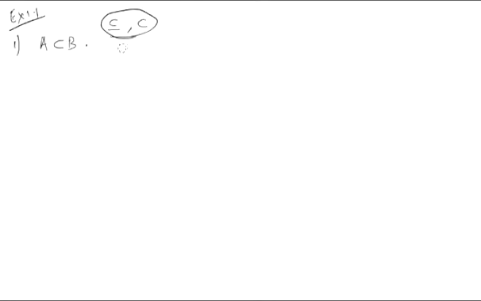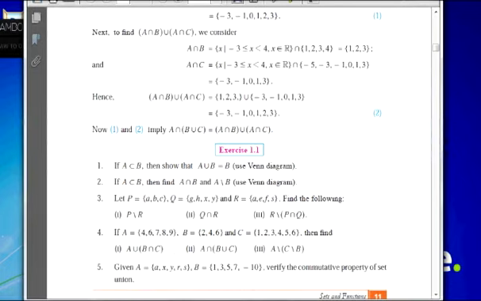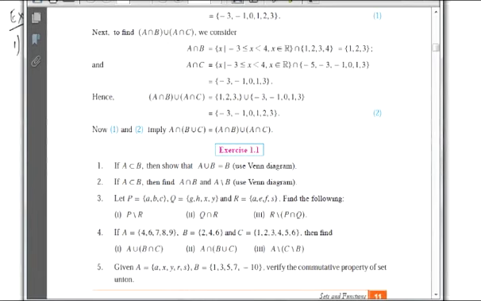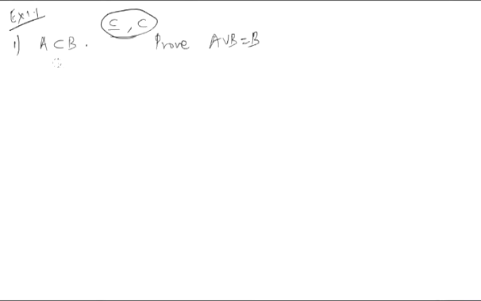If A is a subset of B, then prove A union B is equal to B itself. Isn't that what you've been asked to prove? Yes, A union B is B itself, and you have to use a Venn diagram for that. So, how would you draw the Venn diagram when you have a set which is a subset of another set? That is question number 1. What does a subset mean?